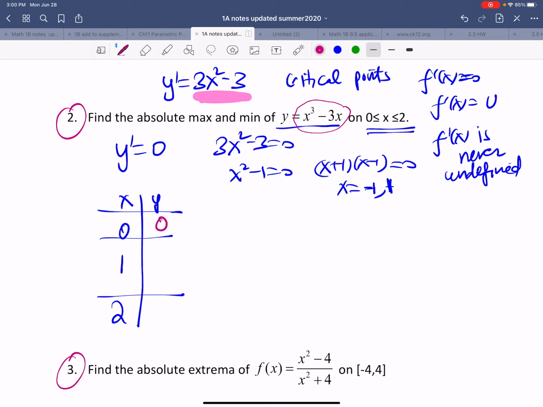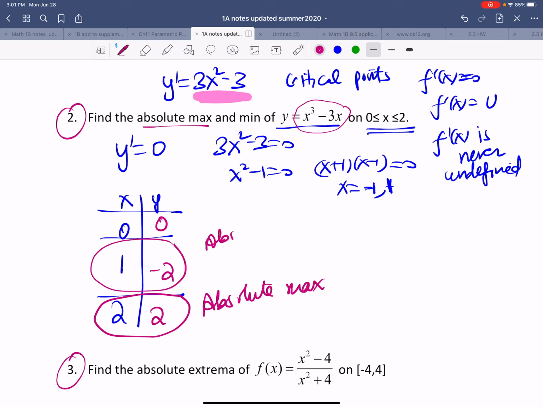When x is 1, y comes out to be 1 minus 3, which is -2. When x is 2, 8 minus 6 is 2. Now looking at this table, we can tell we were looking for absolute max and min. So in this case, the absolute max is y equals 2. It occurs at x equals 2. And the absolute min is y equals -2. It occurs at x equals 1.